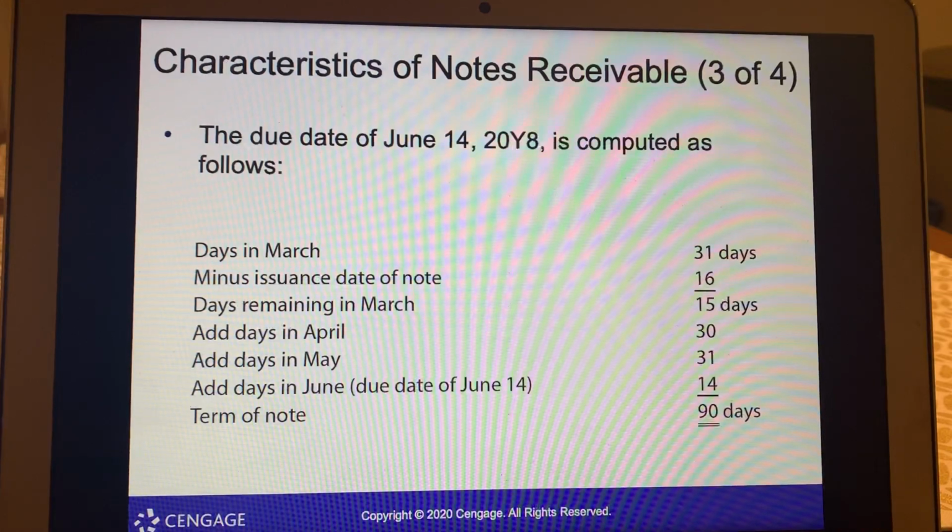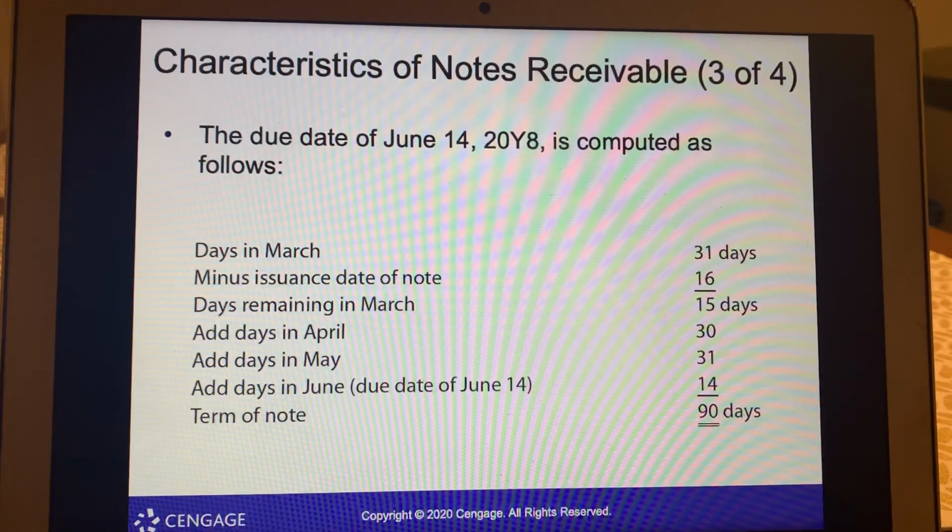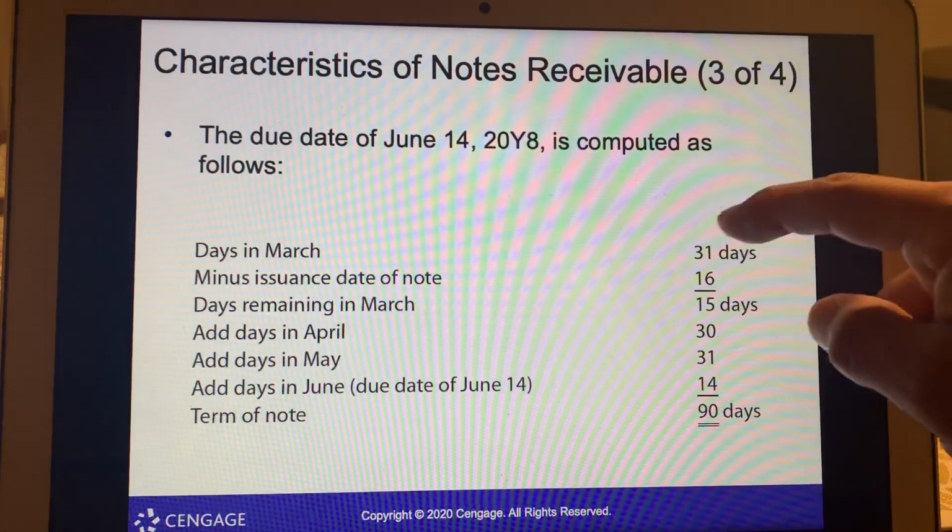So here we go. Characteristics of a note receivable. Days in March, 31 days, minus issuance date, 16 days, gives days remaining in March, 15 days. Days in April, 30. Add days in May, 31. Add days in June. Due on the 14th, it'll be 14 days. So the term of the note is 90 days. Okay. So keep in mind how to do this.